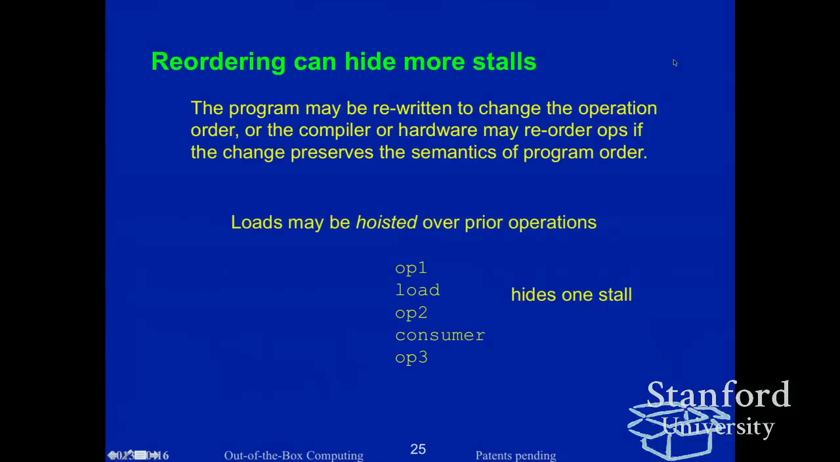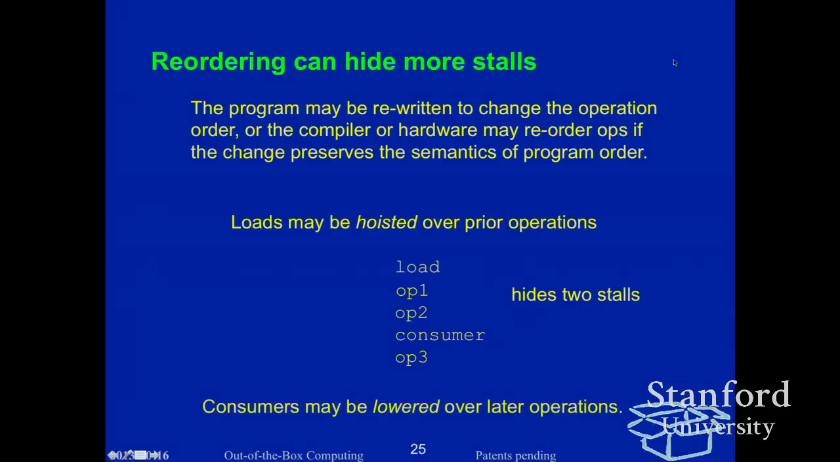But loads can be hoisted over prior operations. They can be moved. And like that, we now have 2 operations between the load and its consumer, so we're hiding 2 stalls. If we hit in the D1, there will be no stalling at all. In addition, consumers may be lowered over later operations. We now have got 3 in between the load and the consumer. That hides 3 stalls.